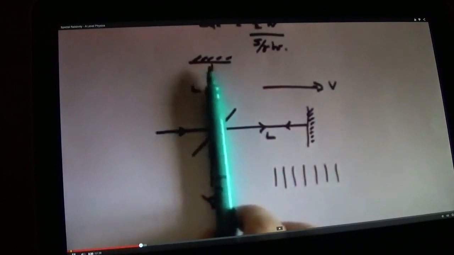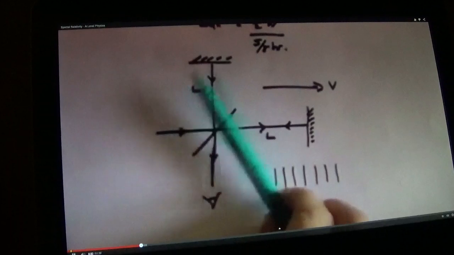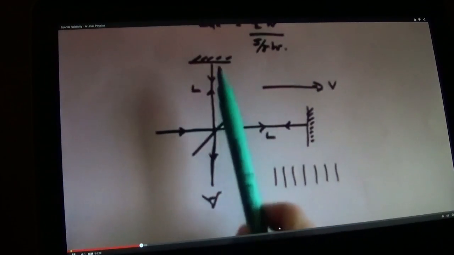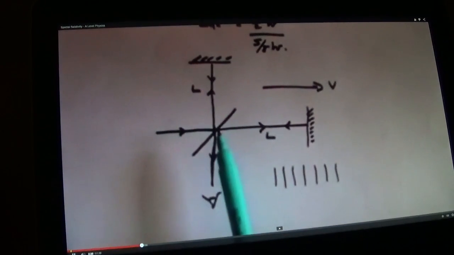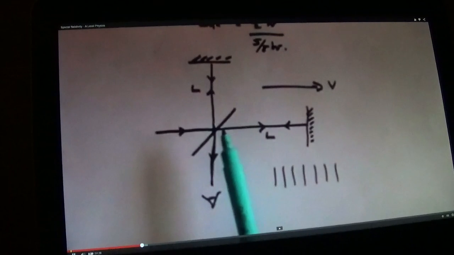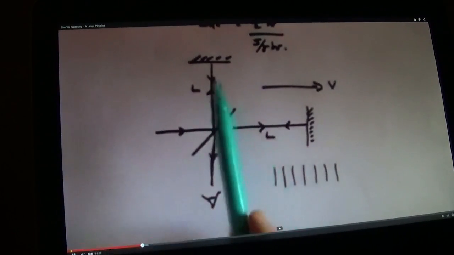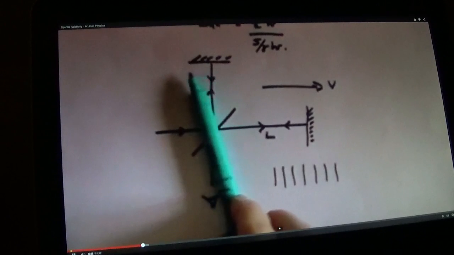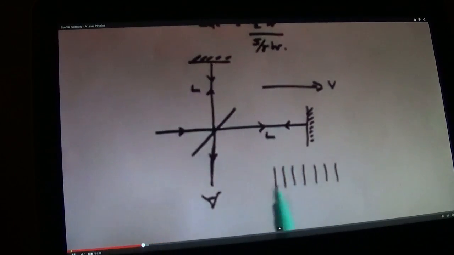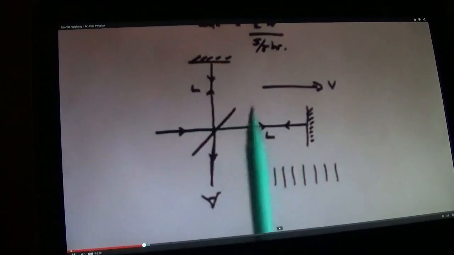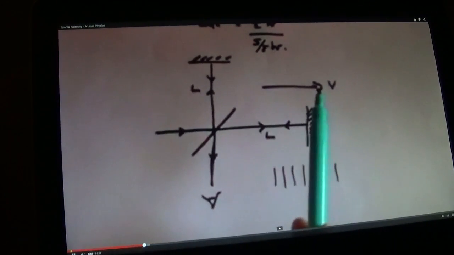So the idea is that if the Earth is travelling through space at a certain speed, then if you rotate this experiment, then the time taken for the light to travel to the mirror and back will be slightly different. And consequently, the interference pattern will be different. So as you rotate the experiment, these fringes will move. And measuring the extent of the movement of the fringes will enable you to calculate what the speed of the Earth is through the ether.